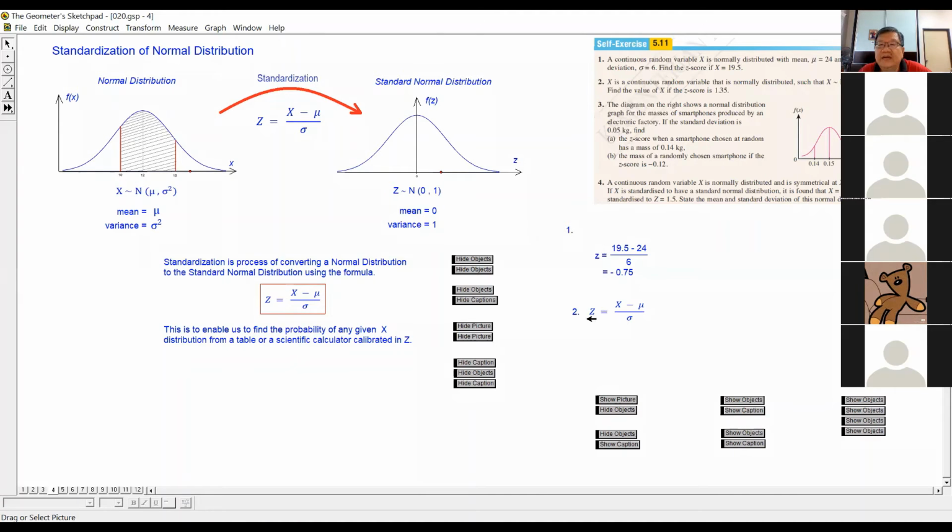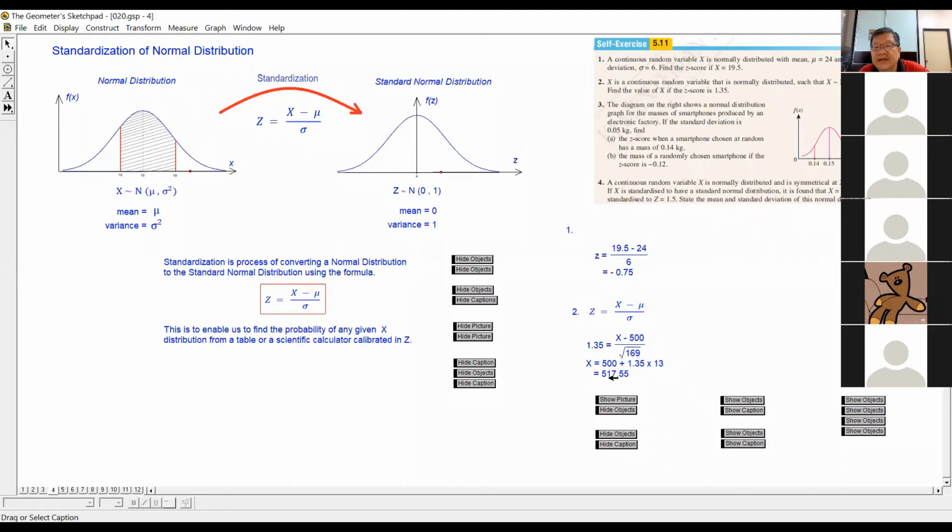What is the number z here? It is given, 1.35. Correct. What is the mu here? Mu is 500. What is the sigma here? Wait, it's the square root of this number. It's not 169. 169 is 13 squared. 13, correct. So we substitute inside 1.35, 500, and this one is 13. So solve for x.